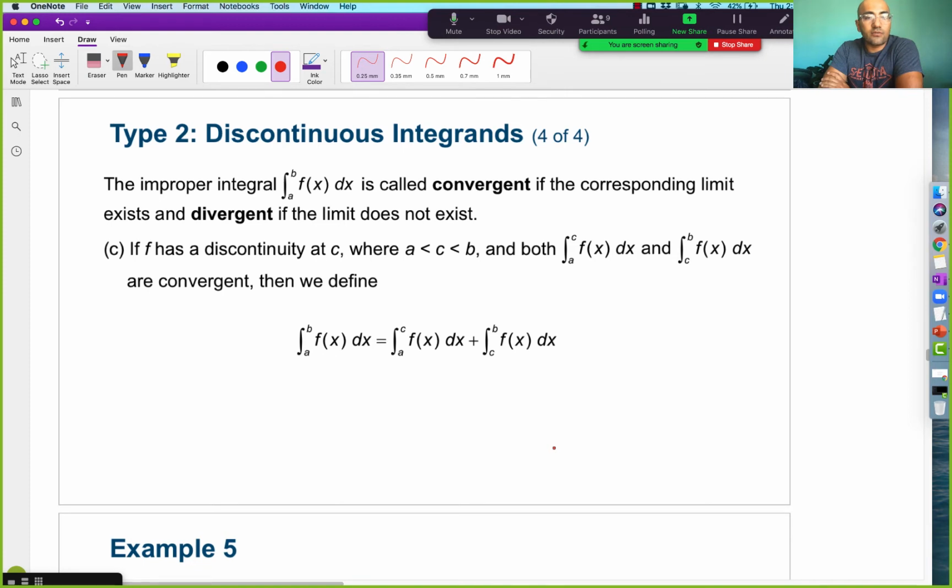If f has a discontinuity at c, where c is somewhere in the middle, not on the outer bounds, then we're just going to have to break up the integral into two integrals and find the answers for each of them separately. And if they both exist, then we can add them together, and that would be the answer to this one. Then we'd say that this integral is convergent. If one or both of these fail, then we wouldn't be able to get a finite answer, and we'd say that this integral is divergent.